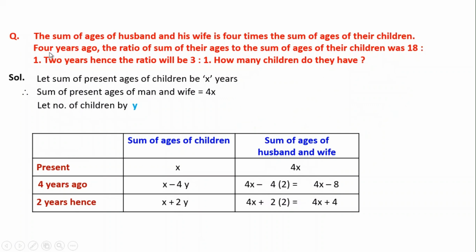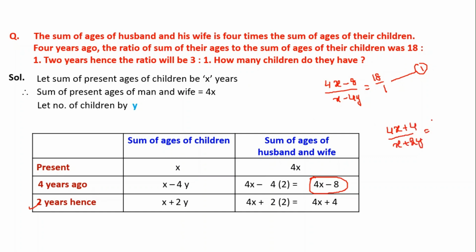Our question is what they asked me here. Four years ago the ratio of the sum of their ages to the sum of the ages of their children was 18 is to 1. So very simple. Four years ago, this is the value of the husband and wife's ages. Ratio 4x minus 8 by children's age x minus 4y is equal to 18 by 1. Do the cross multiplication and you will get one equation. And 2 years hence, the ratio will be 3 is to 1. So it means 4x plus 4 by x plus 2y is equal to 3 by 1. Now do the cross multiplication and you will get one equation. After solving these two equations, you will get the values of x and y.